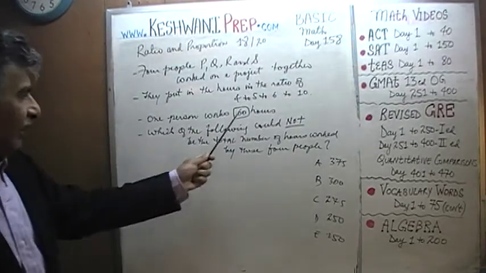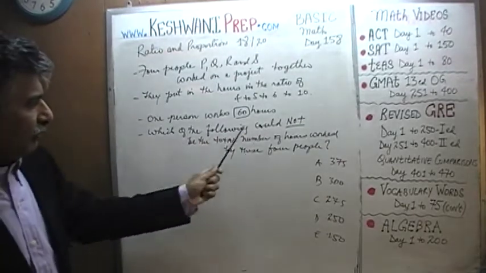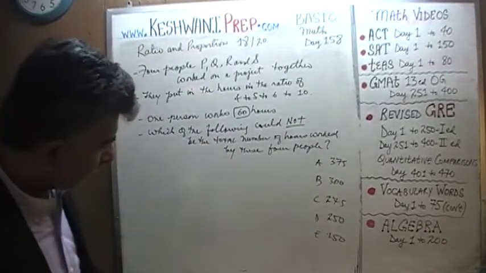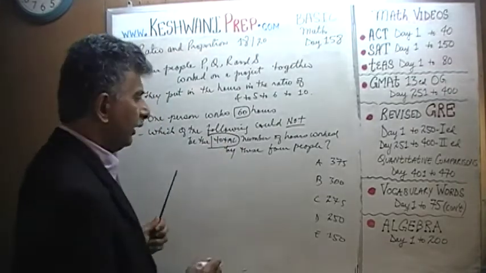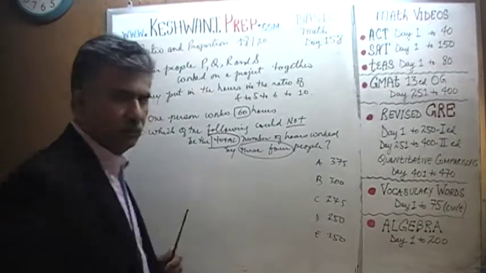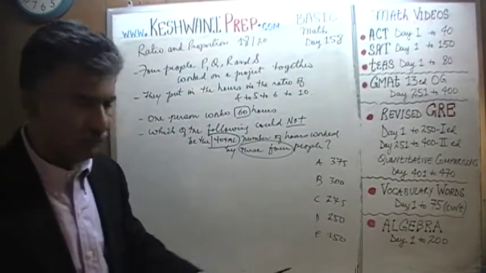The question simply is, if that's true, and based on these ratios that they worked in, which of the following could not be the total number of hours worked by these four people together? And these are the answer choices: 375, 300, 275, 250, and 150.